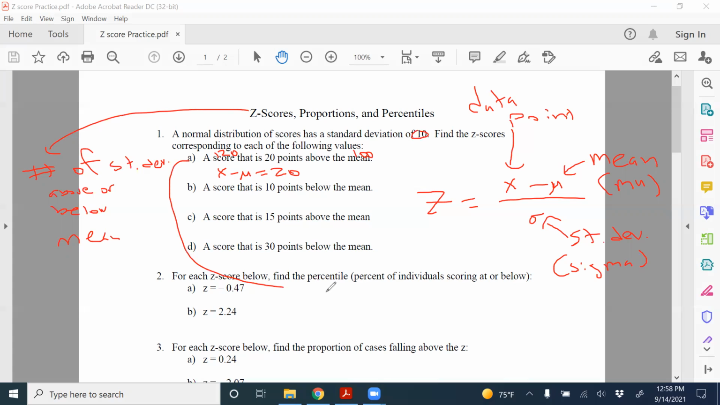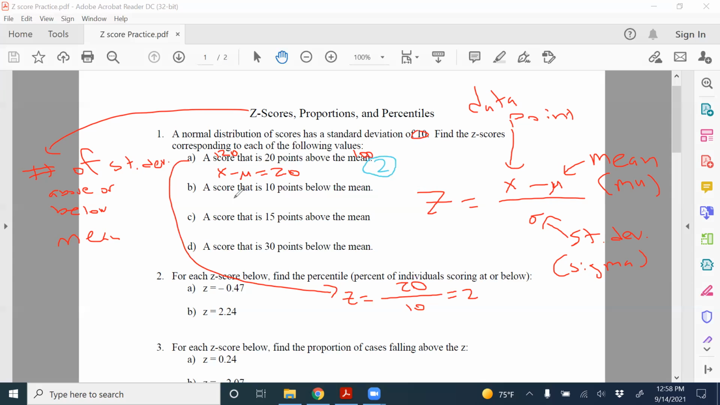So the z-score for part A is just going to be this: z equals 20 over 10, or it's going to be 2. So if your mean is 100 and your score is 120, and the standard deviation is 10, that means you're 2 standard deviations above the mean. So the z-score for that one's just going to be 2. That's all. So that should be pretty simple.